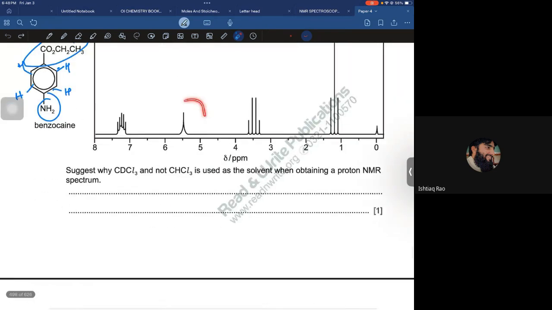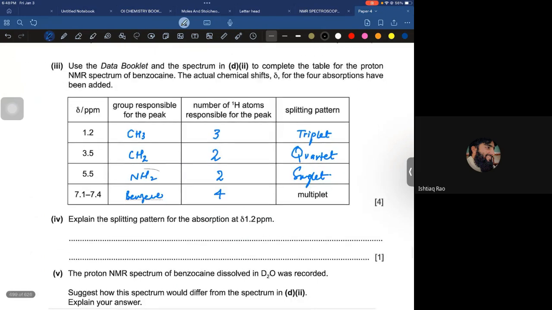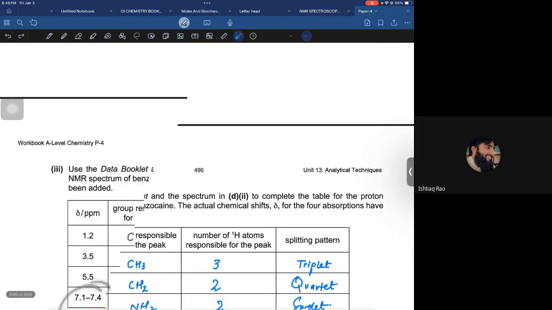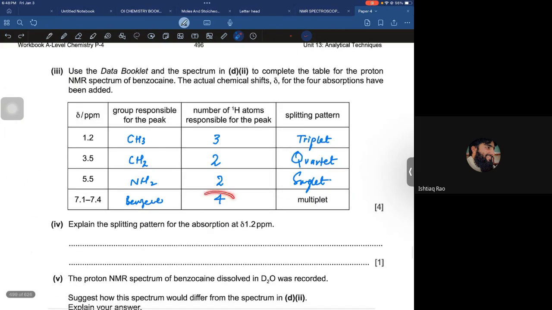Then 5.5, a singlet. Whose singlet will it be? The singlet was of NH2. I wrote NH2. The number of hydrogens responsible is 2. The peak is a singlet. The multiplet is already written by them, 7.1 to 7, a multiplet. I told you that it belongs to the benzene ring. How many hydrogens are there? There are 4. So I have written 4 hydrogen atoms are responsible. So this is benzene. This is how you will solve it. In this way, the examiner would be asking these types of questions.